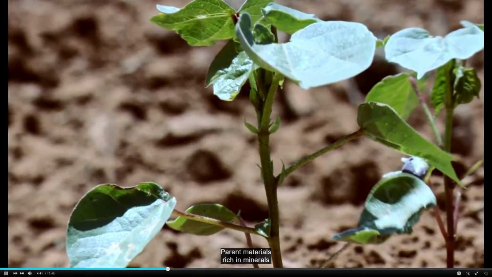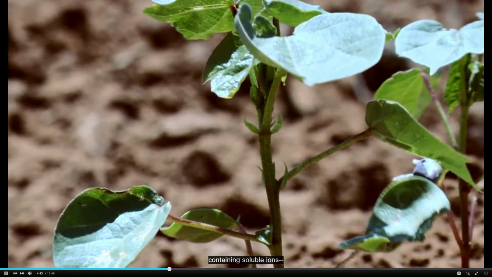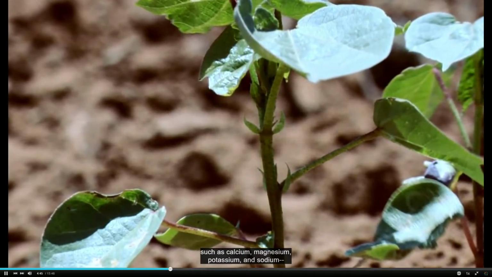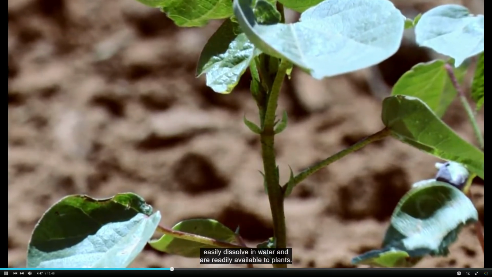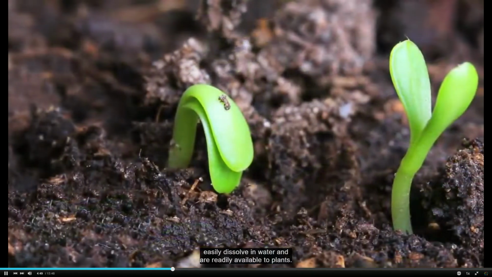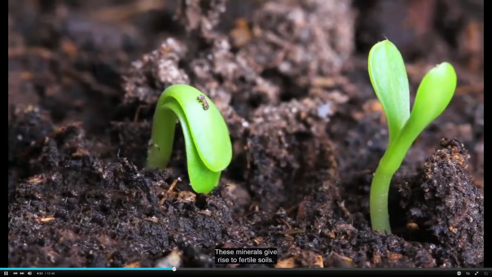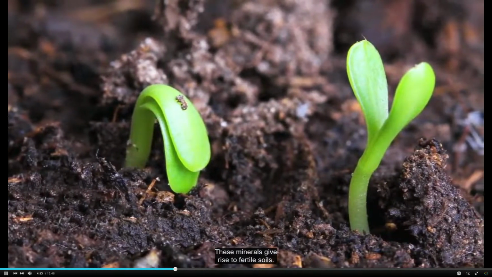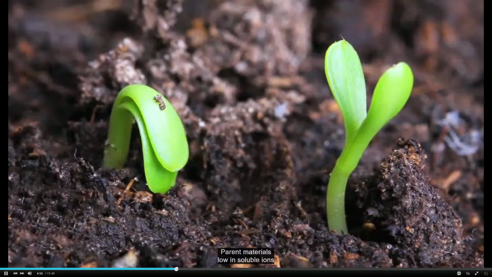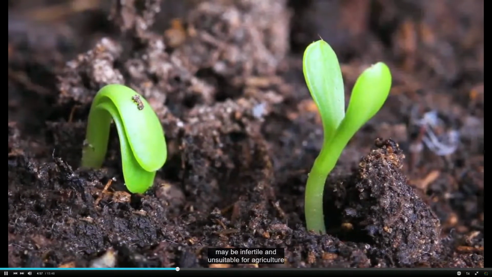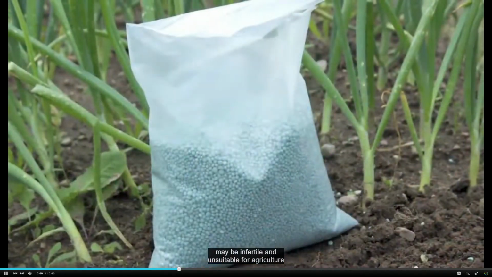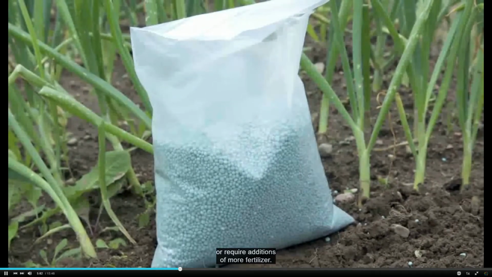Parent materials rich in minerals containing soluble ions such as calcium, magnesium, potassium, and sodium easily dissolve in water and are readily available to plants. These minerals give rise to fertile soils. Parent materials low in soluble ions may be infertile and unsuitable for agriculture or require additions of more fertilizer.